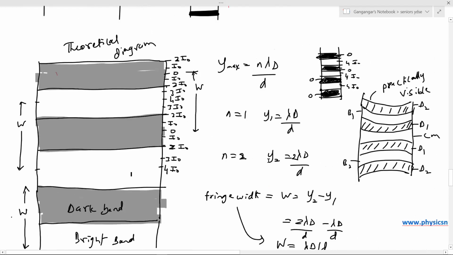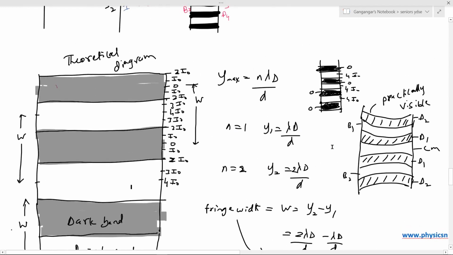Okay, the pattern on the screen will not be exactly rectangular in shape. Some curvature will be there for the bands that you can see here. This is due to the diffraction phenomenon.